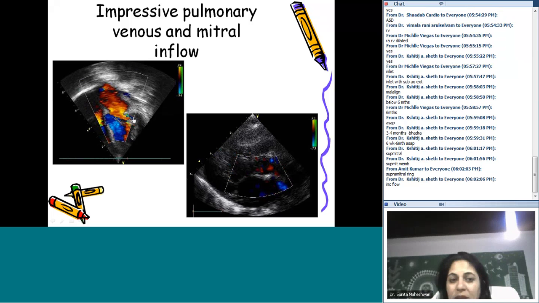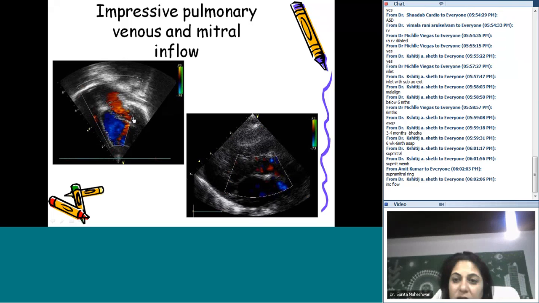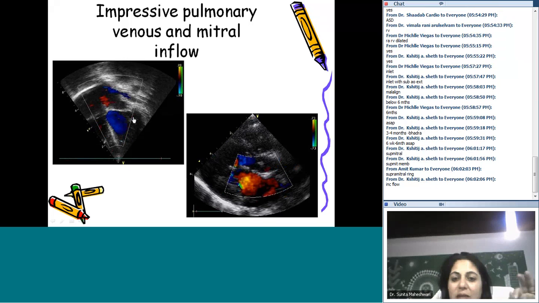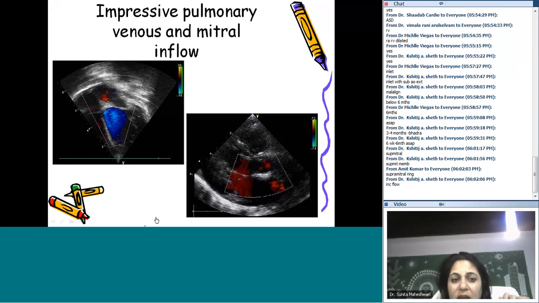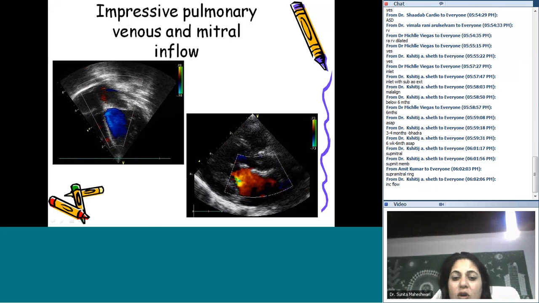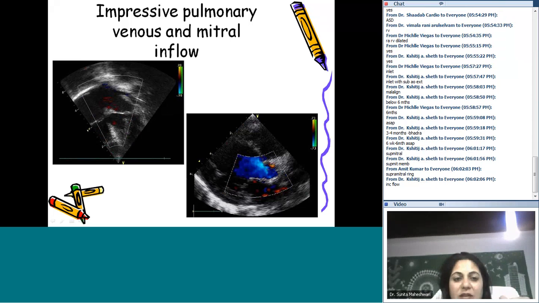Having said that, whenever you see this kind of turbulence, you need to turn the color flow off and look and make sure there is not an underlying supramitral membrane. Okay, but essentially this flow goes along with increased pulmonary venous flow.